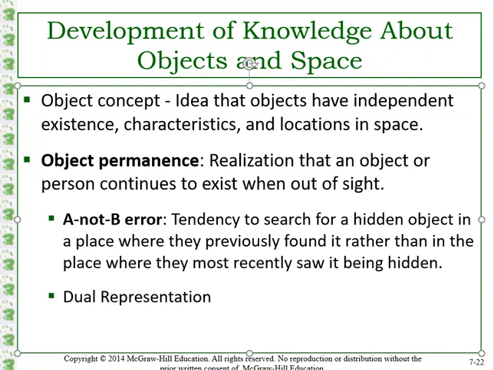For the A not B error, once infants are about 8 to 12 months, they search for hidden objects, and they make the A not B search error. Some studies show that they search at A, where they found the object on several previous attempts, instead of B, its most recent location. They still have trouble inhibiting a previously rewarded response.